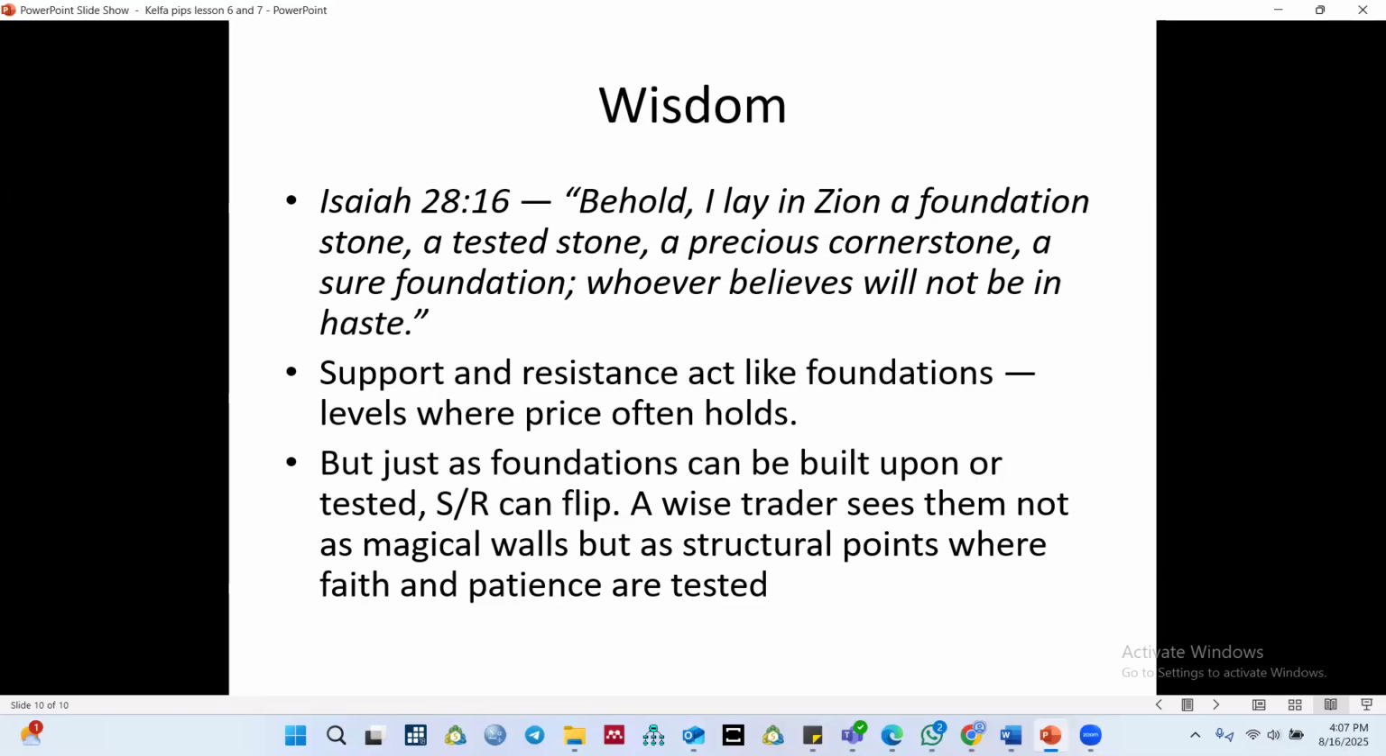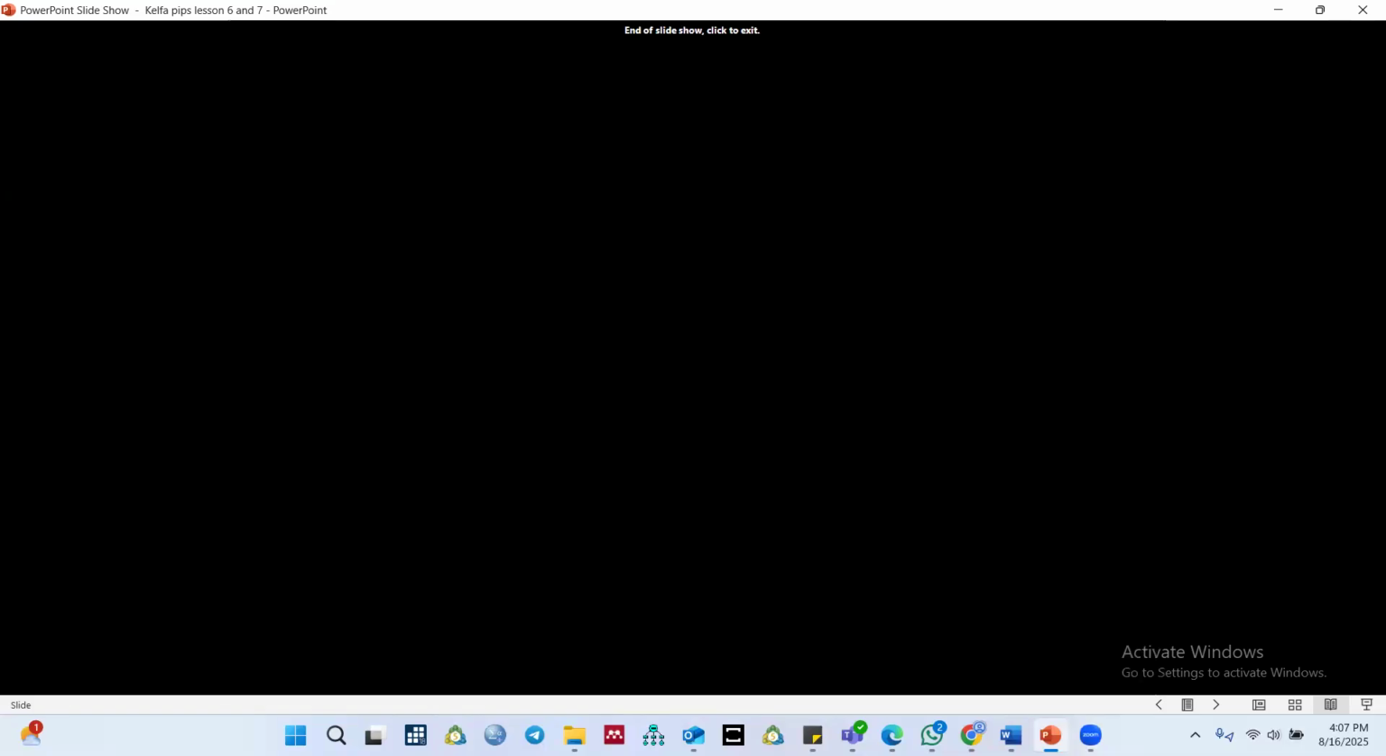So liquidity should come into your mind when a support is being tested because it can break. A wise trader sees them not as magical walls, but as structural points. So you have faith that this support or resistance is going to hold, but know that it can be tested, it can break. And it's breaking to hunt for liquidity, to hunt for money. And that's why it will break.